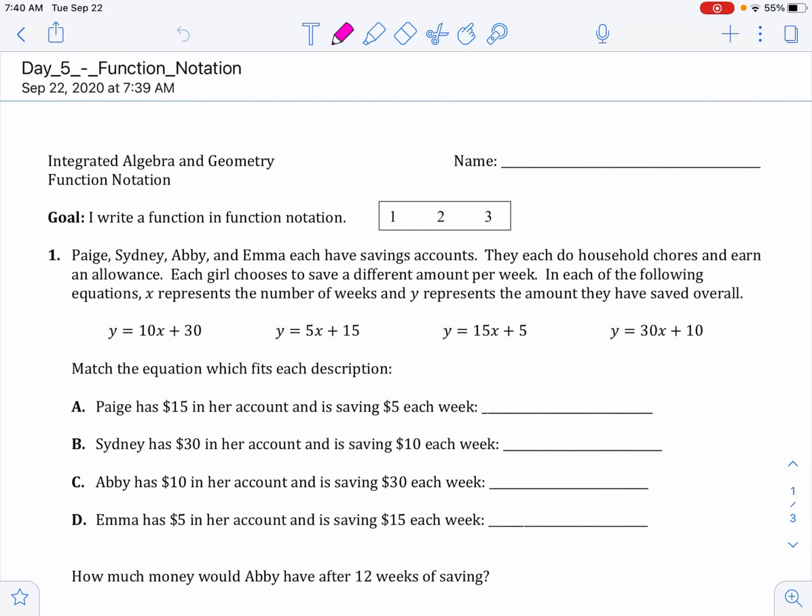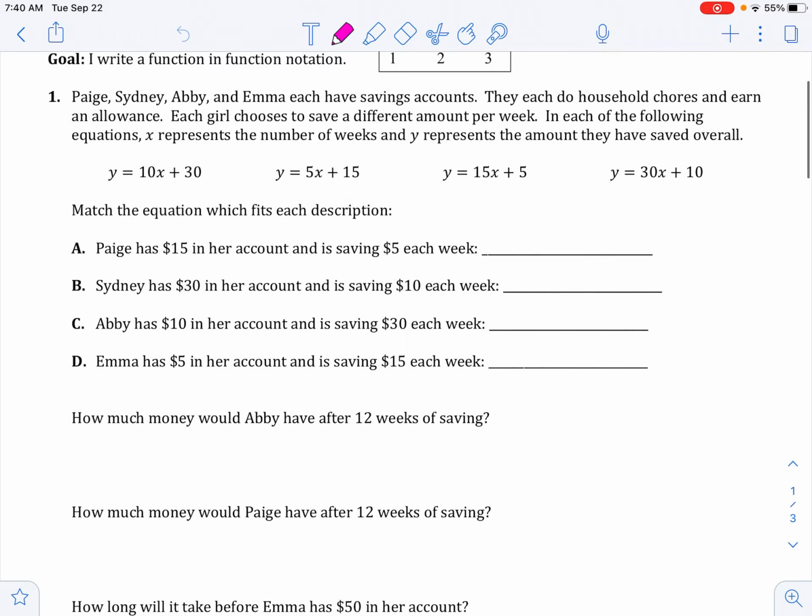All right, number one says Paige, Sydney, Abby, and Emma each have a savings account. They each do household chores and earn an allowance. Each girl chooses to save a different amount per week. In each of the following equations, x represents the number of weeks. y represents the total amount they have saved overall. Match the equation that fits each description. So go ahead and pause the video and try to match each of these four equations to their four situations.